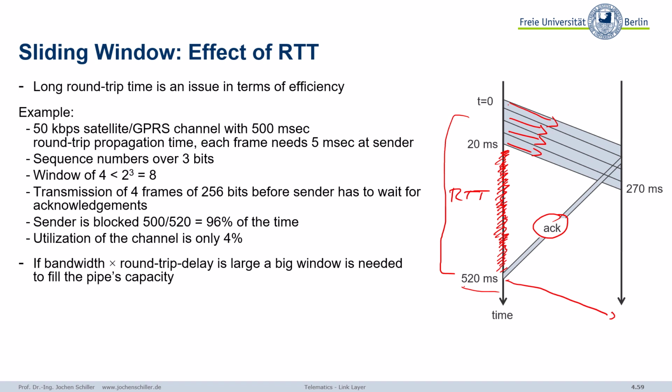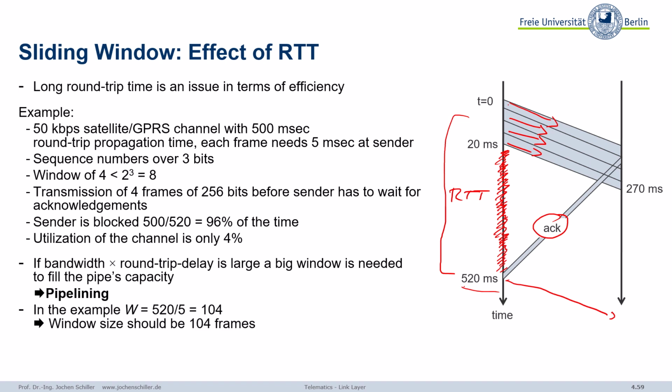Overall we can say, if bandwidth times delay is large, you need a big window to really fill what we call the pipe. So we pipeline our data, we send it into the pipe, and what we try to do is to keep the pipe full all the time. So what we need in this case is a much larger window so that we can really use this pipe.